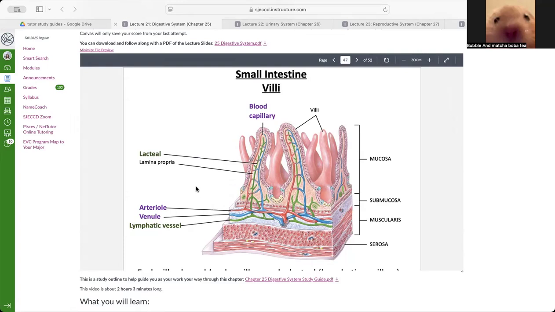And it has cells that line the mucosa and epithelial cells that secrete more enzymes. And there are specific enzymes that break down only one type of lipid or one type of protein.